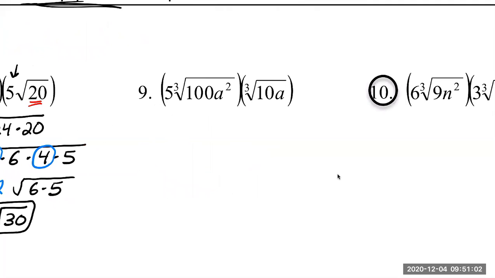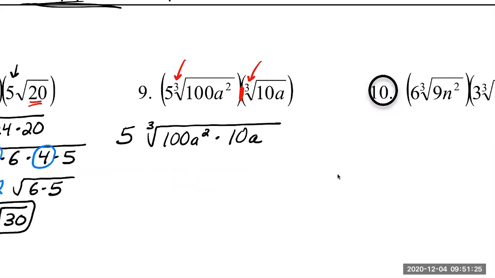And let's look at number 9. Notice number 9, we have cubed roots. So we multiply what's on the outside. So that's 5 times like a 1 is out here. So that's just 5. Then we have a cubed root of 100a squared times 10a. Now I don't really know cubic factors of 100. So let's just multiply these. Cubed root. 100 times 10 is 1,000. A squared times a is a cubed.